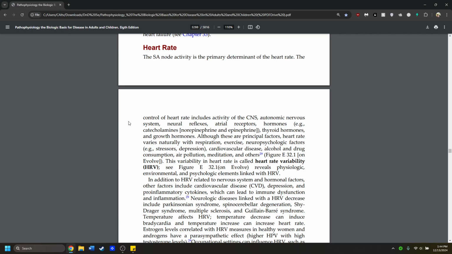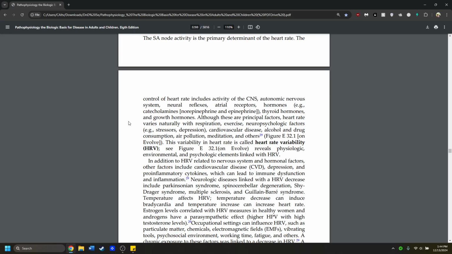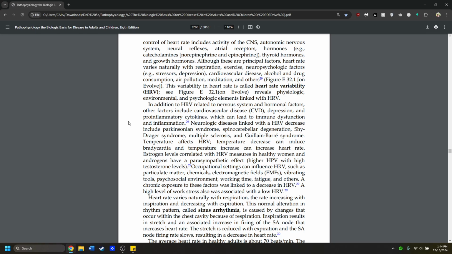Although these are principal factors, heart rate varies naturally with respiration, exercise, neuropsychologic factors such as stress and depression, cardiovascular disease, alcohol and drug consumption, air pollution, meditation, and other factors. This variability in the heart rate is called heart rate variability, or HRV, which we can take a look at in figure E, which reveals physiologic, environmental, and psychologic elements linked with HRV.